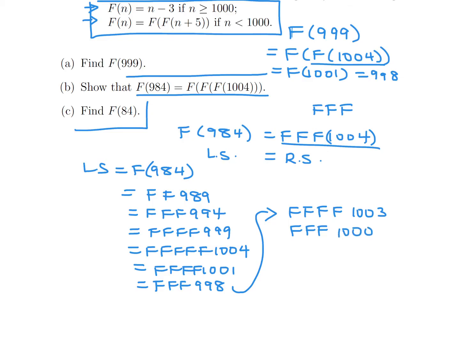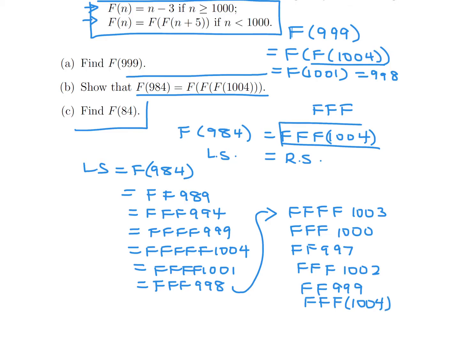So we're playing this cat and mouse game here, and then this will be 997, and then this will be 1002, and this will be 999, and then this will be 1004. And that's it. I got this. So that's right side. So it's a bit cumbersome, and it might be a little confusing, but it really shouldn't be, right? Because it's just two functions, and you're just flipping back and forth depending on the value of n. Okay, so that's that. And now we get to the final one, f at 84.